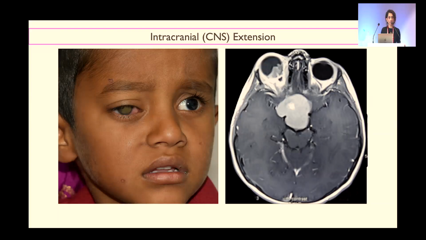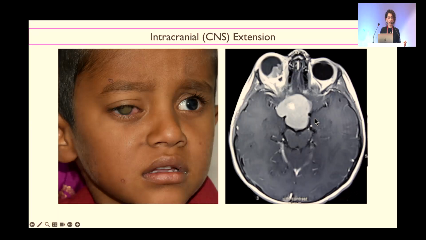You may not need to have an extensive, full-fledged proptosis to have a retinoblastoma, which is really bad. So there is not much proptosis over here. There is exotropia. The child has a cataract. There is a yellowish discoloration that you see over here. In the MRI, the child has an intracranial extension.